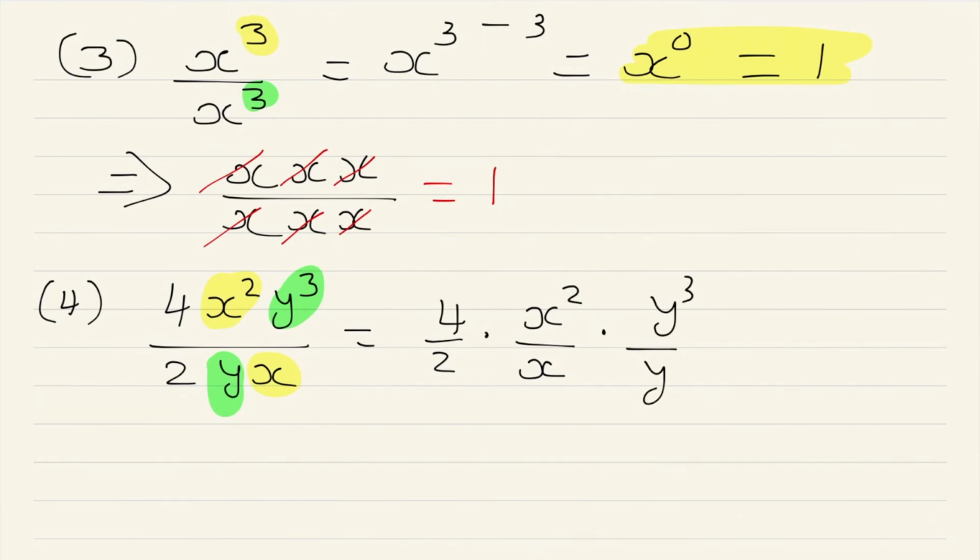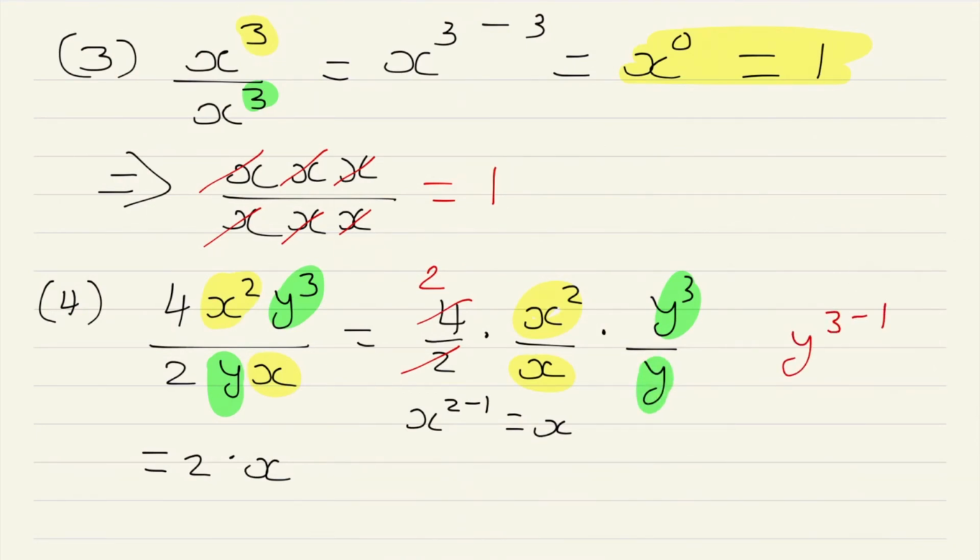So that's 4 divided by 2. So that's 2 times x squared divided by x. So that's x to the 2 minus 1. So that's x. So 2 times x. Then y cubed divided by y. So that's y to the 3 minus 1. So that's y squared. So that's our answer: 2xy squared.